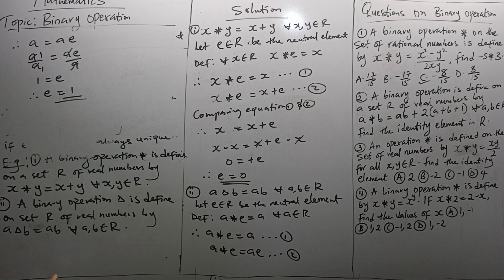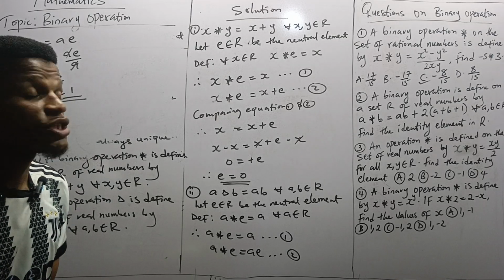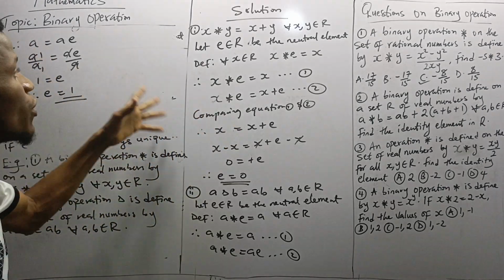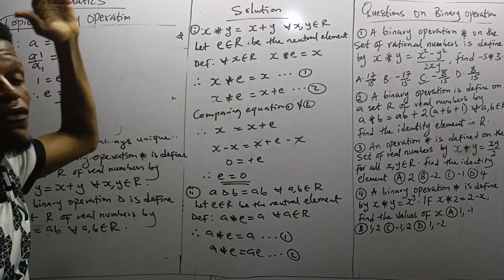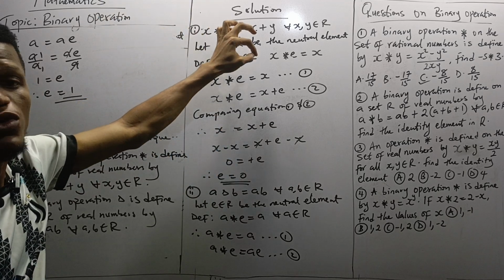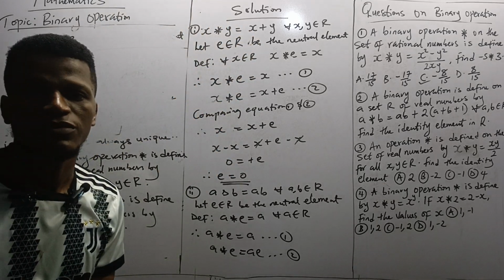So you can use this to understand the neutral identity element. And one thing you must know is that for a neutral element, we have two equations: one from the definition of a neutral identity element, and the other from the general definition of the operation.